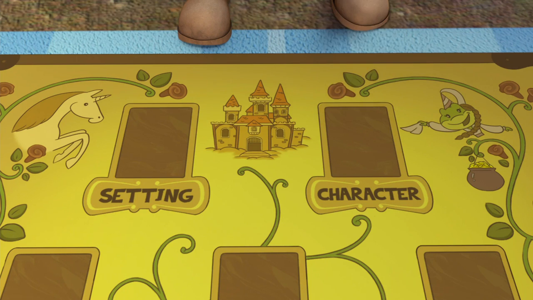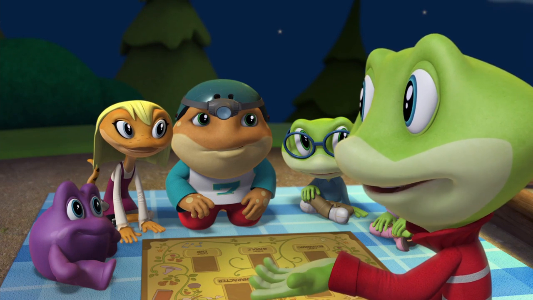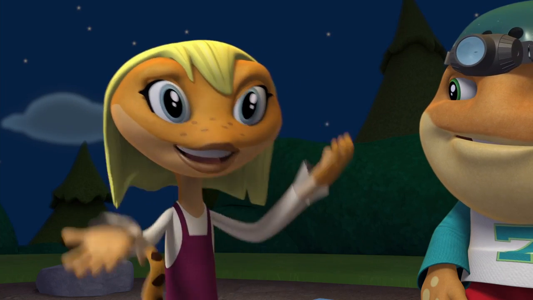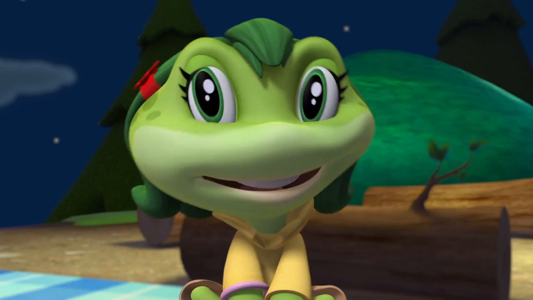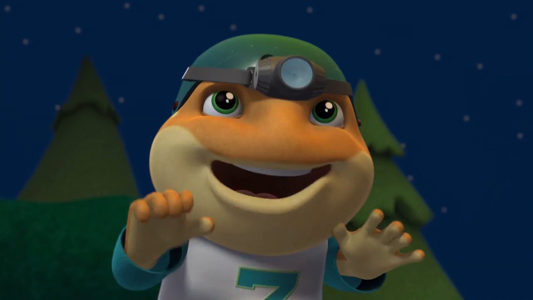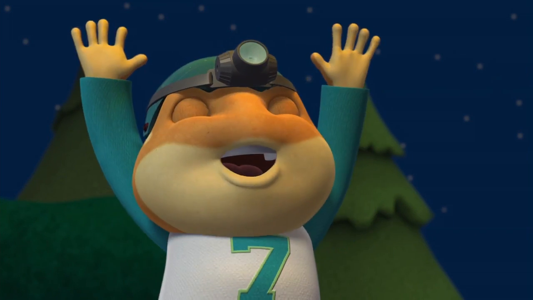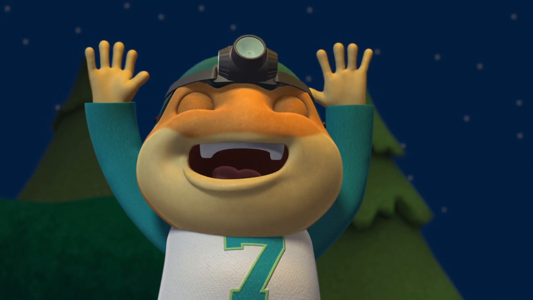Leap asks about other story elements, and Matilda chimes in that there's always something happening in a story. The friends share examples, such as a frog climbing up a giant beanstalk or scoring a winning goal. And Leap is quick to label these as the story events.